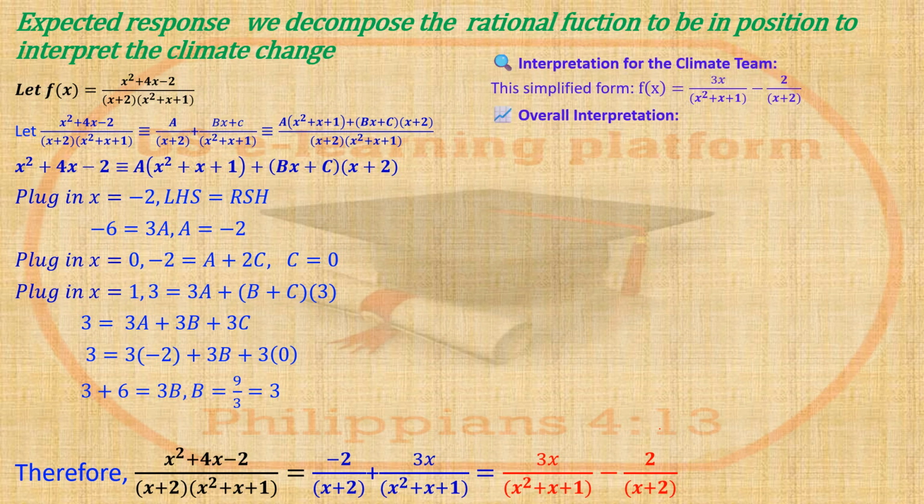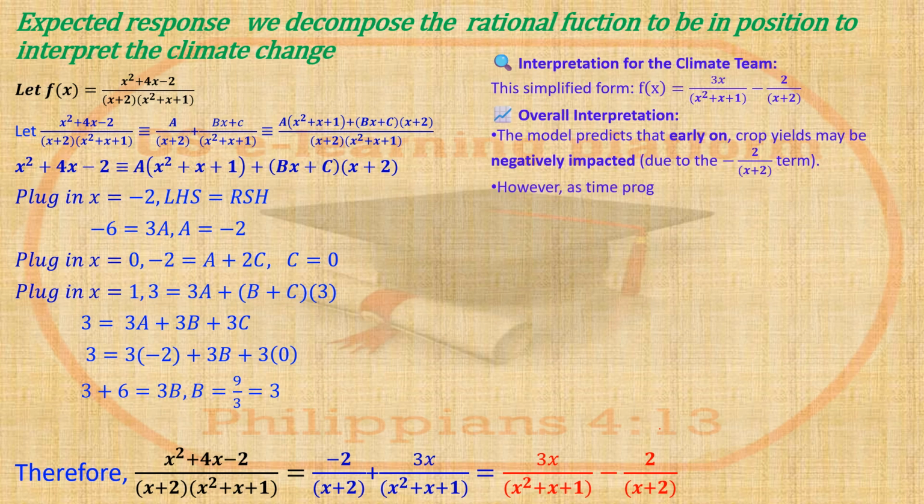So the decomposed part is that overall interpretation. The model predicts that early on, crop yields may be negatively impacted because of this negative part, because there will be a reduction in the output. However, as time progresses, the impact becomes more positive and stable for the positive part of the partial fraction.